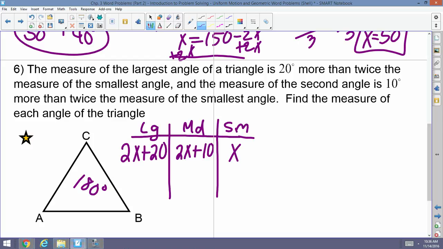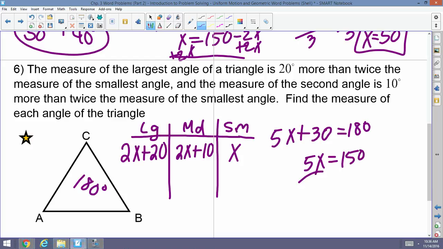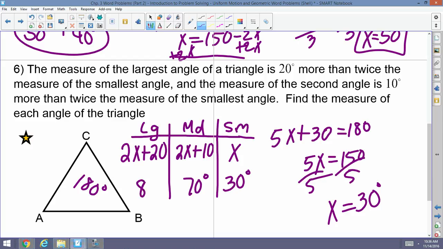Oh, this is great. We have all the angles. So what do we know now? Very good. Don't all of these angles have to add up to be 180, my brothers? So let's add up 2x plus 20 and 2x plus 10 and x, and you get 5x plus 30 equals 180. So 5x equals 150. Divide by 5. x equals 30. So my angles are 30, 70, and 80. Does that make sense, gentlemen?